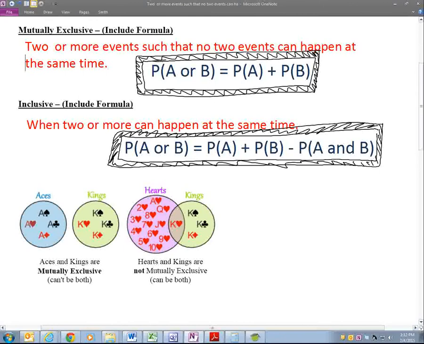All right, mutually exclusive. Include the formula. Two or more events such that no two events can happen at the same time. So, for example, the probability of A or B equals the probability of A plus the probability of B. Event 1, standing. Event 2, sitting. That would be mutually exclusive. You can't be doing both at the same time, right?